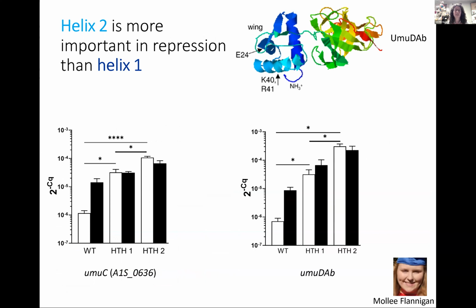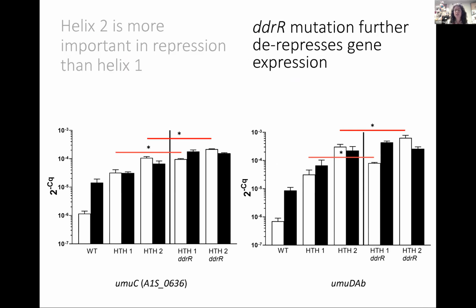What we found when a different student, Molly, made some mutants also last spring, is that these two helices are both required and important to repress transcription, but helix 2 is more important. So when we mutate helix 2, we see even greater derepression of gene transcription. So we're trying to find out a little bit more about the different roles of the different parts within this protein. And yes, sure enough, we then applied the DDRR mutation into that strain background, and we see, again, a further increase in the transcription of all the same genes.